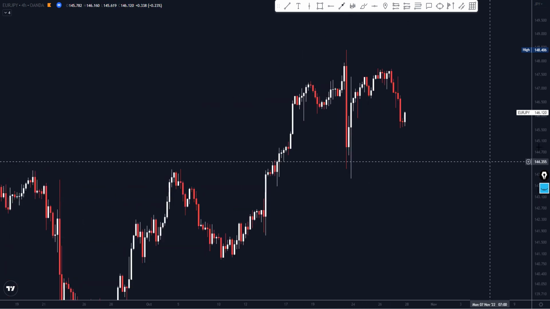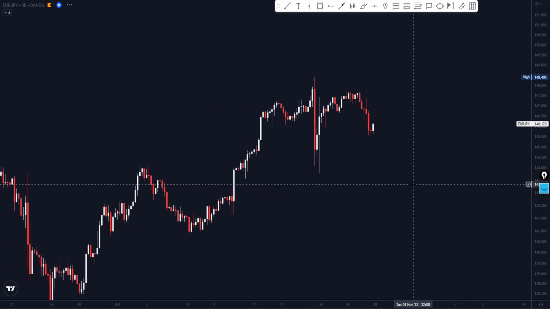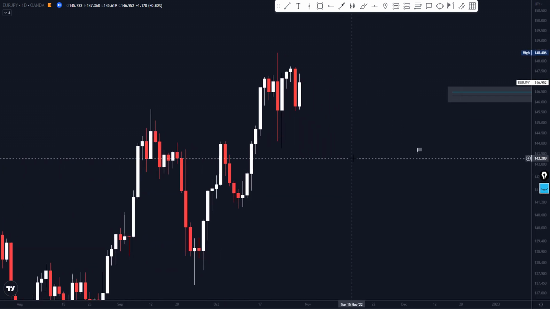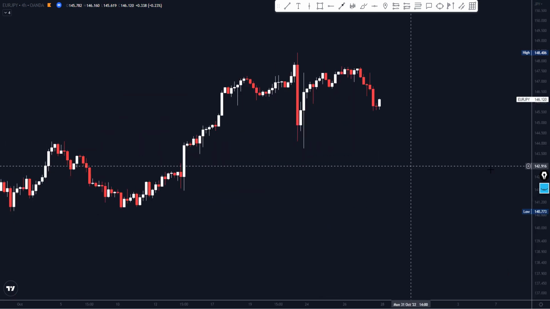For this strategy, what do we need? We need to be on the 4-hour time frame. Of course, the daily time frame is going to do it as well, but for traders who are less experienced, a 4-hour time frame is gonna be even better.